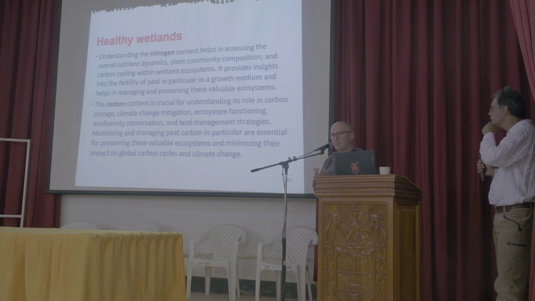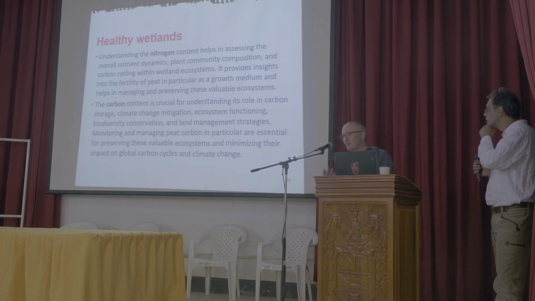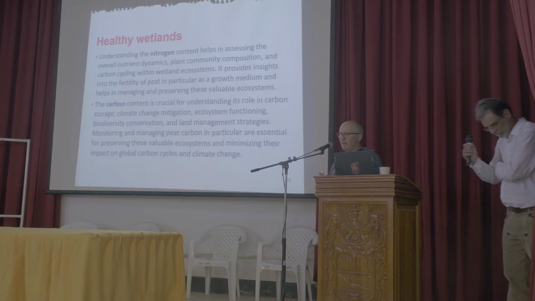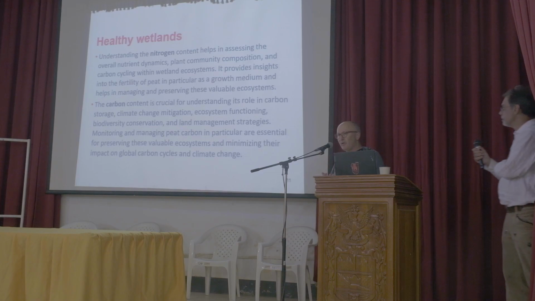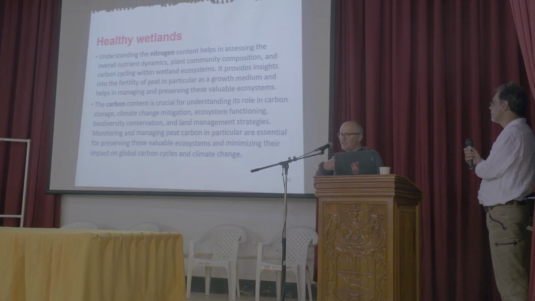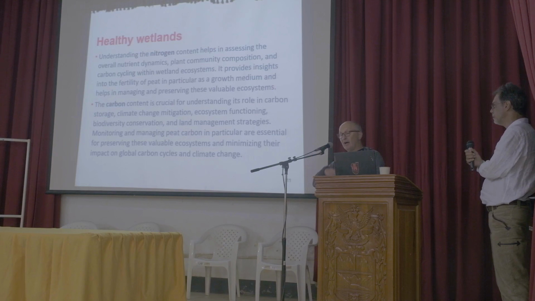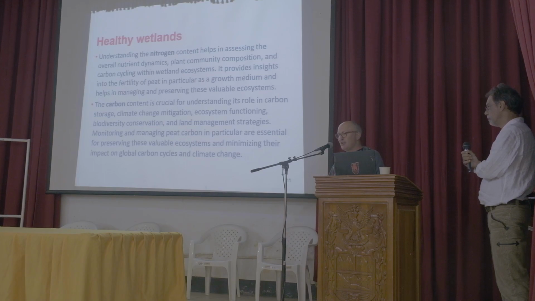And the next test we would do is on the carbon content, because we've mentioned the importance of carbon storage. And therefore, if your wetland is a healthy wetland, it should be storing carbon. And of course, if it's storing carbon, it's therefore not releasing carbon dioxide and methane into the atmosphere. So storage of carbon is important for climate change mitigation. So if your wetland is healthy, then it's storing lots of carbon, which is very good.